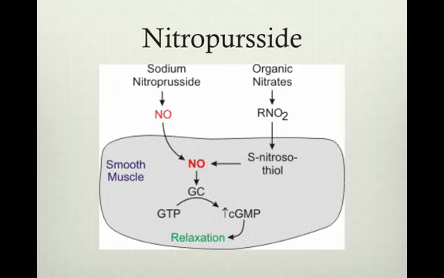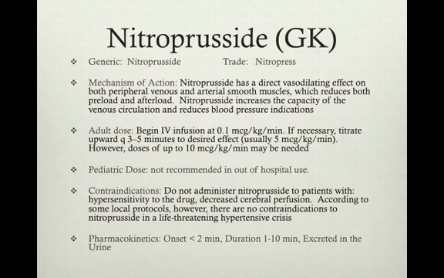Nitroprusside. Nitroprusside, very simply, is a direct-acting smooth muscle dilator. Generic on nitroprusside is Nitroprusside, and the trade name is Nitropruss. Nitroprusside has direct vasodilative effects on both peripheral venous and arterial smooth muscles. It's a vasodilator. We use it as a vasodilator or antihypertensive.